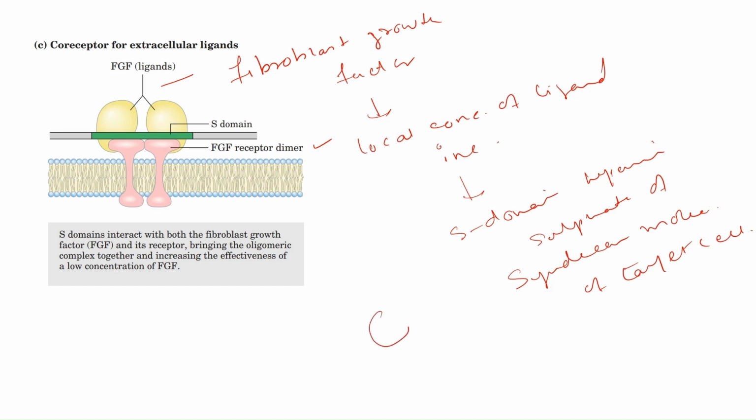If this particular cell needs to divide, then in its cell membrane the syndecan molecule will be present. In that syndecan molecule, the heparan sulfate will be present, and in this heparan sulfate, the S domain is found. In this S domain, the fibroblast growth factor will come and bind, and hence it can interact easily with the receptor. Then the cell signaling or signal transduction process will start and helps the cell to divide.